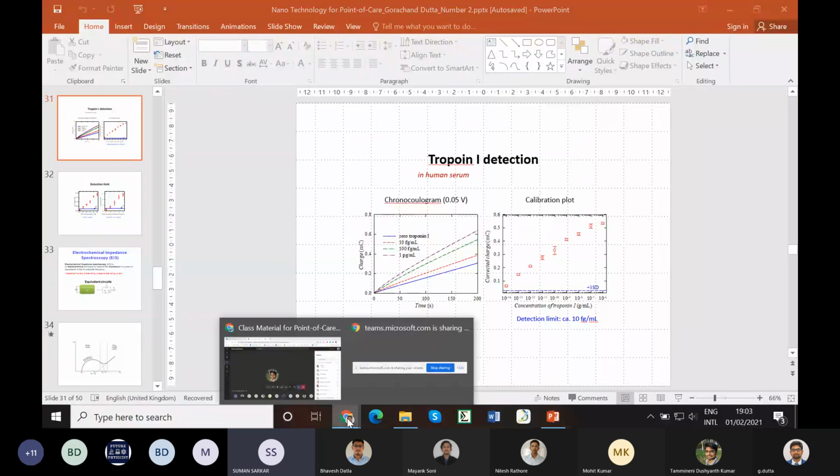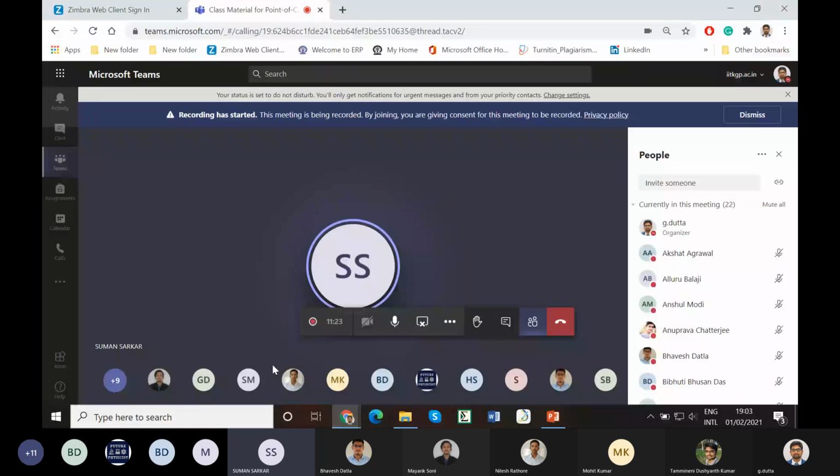Sir, in the previous week, in the calibration plot, I have a question, sir. It's a problem, sir. Once more time, you can discuss. Definitely. Okay, today I will discuss. Then I will start from the calibration curve. Can you briefly tell me which step is not clear to you? Please tell me first.